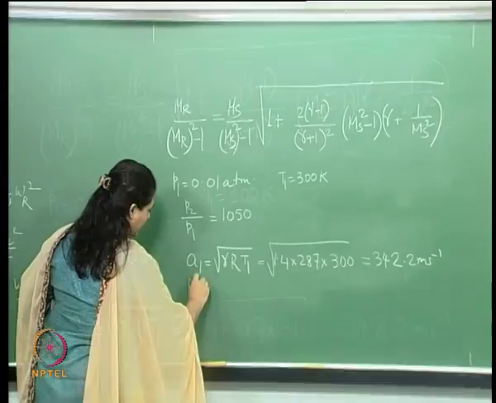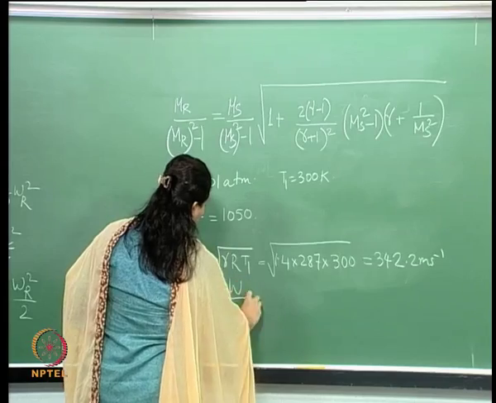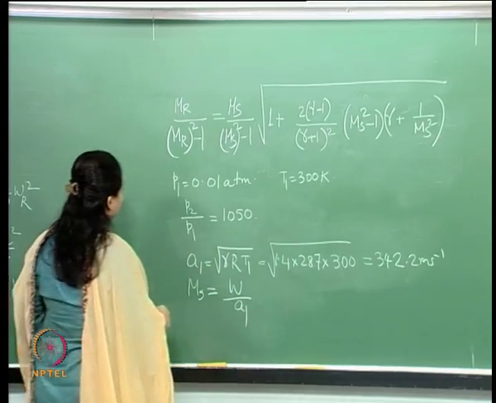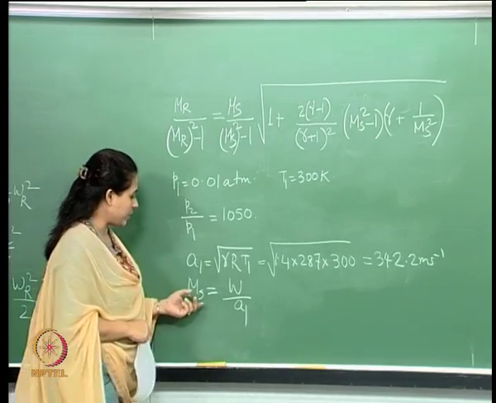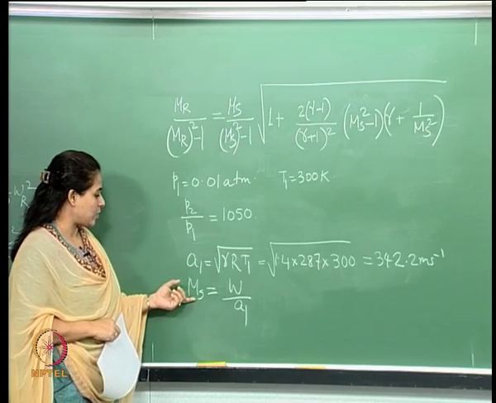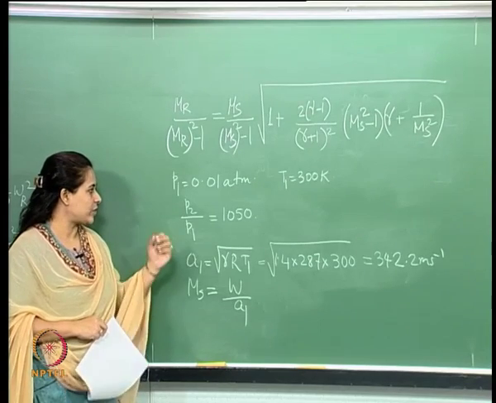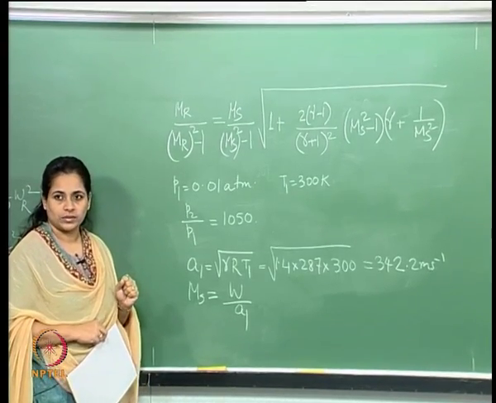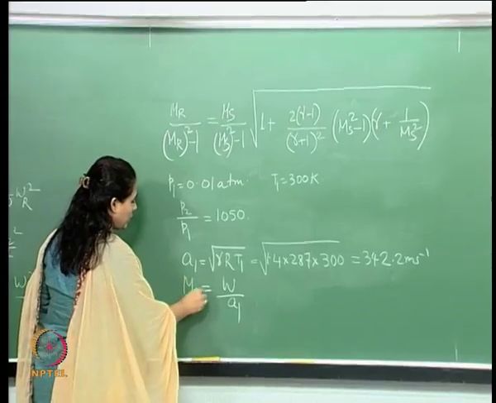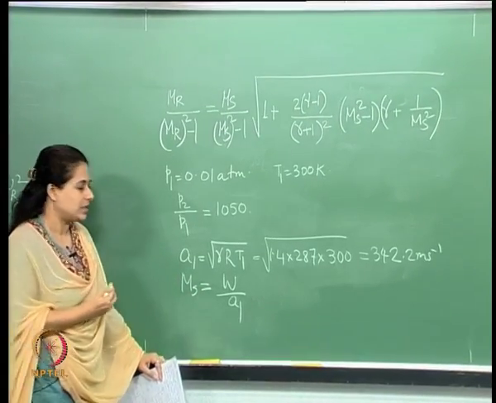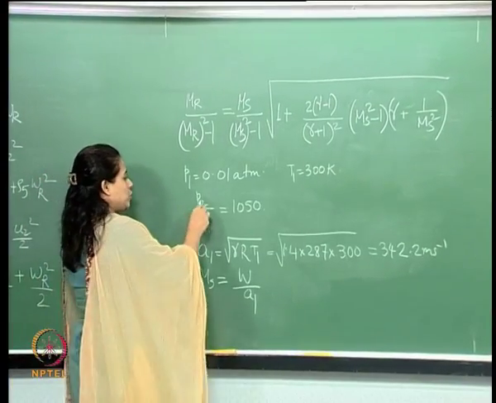Therefore what I get from here is the incident shock Mach number, so that is W by A1. Now I have A1 here, but how do I get Ms, because we do not know W? What we know however is P2 by P1. The problem that we did last class, we calculated the incident shock Mach number. In this case what is given is P2 by P1.